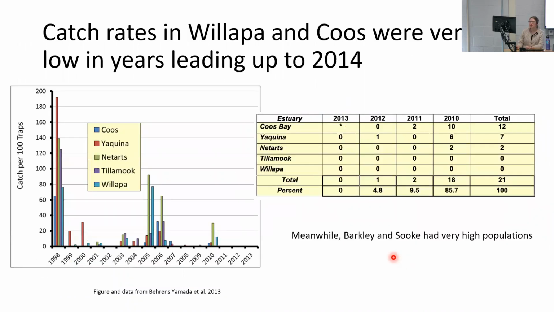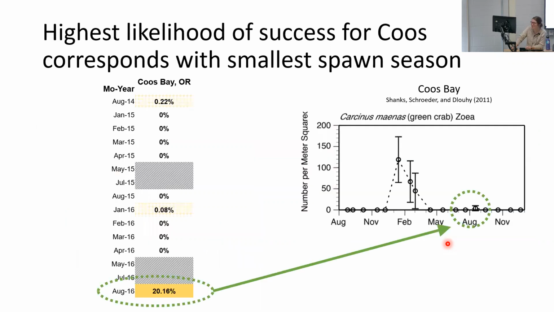For example, catch rates in Willapa and Coos were very low in the years leading up to 2014. So you can see, Coos and Willapa are both blue, and there were just very few crabs there, and Barkley and Souk had very high populations. When we were doing this experiment, we were treating them all equally, but we can use this other information to say, well, maybe it's less likely that the crabs from Willapa and Coos were responsible because there weren't any in those estuaries at that time.